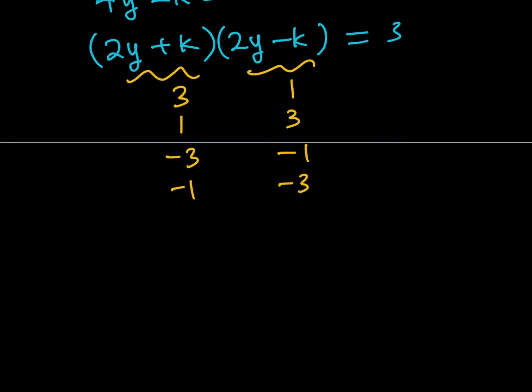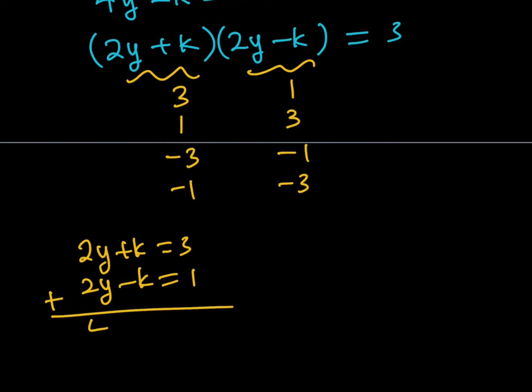Okay, cool. Now let's take a look at each case. First of all, notice the following. If 2y plus k is equal to 3 and 2y minus k is equal to 1, you add these two equations, you get 4y is equal to 4, and from here you get y equals 1. Beautiful. So this means that if you look at these two values and add them and divide by 4, you basically get the y value. So from here, basically, you're getting y equals 1.